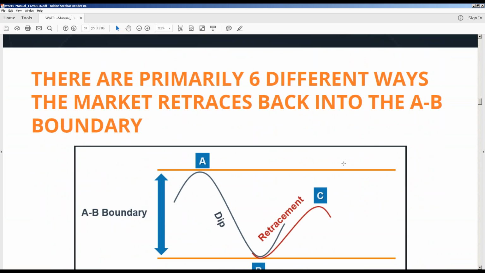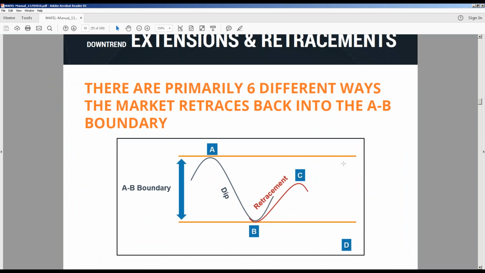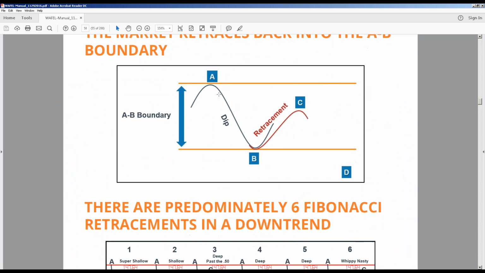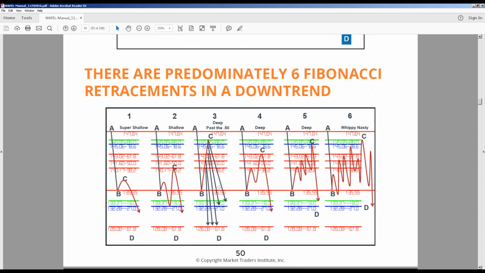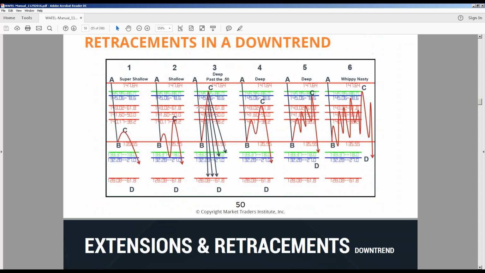Now there are primarily 6 different ways the market retraces back into the AB boundary. There's the down AB boundary from the A to the B, and then it will retrace to give you a higher or a lower high, which is the C, and once the market reaches a counter trend line, it will move from the C to the D. But what I'm going to discuss now is the retracement from the B to the C, back inside the AB boundary. Right, now there are 6 Fibonacci retracements in a downtrend.